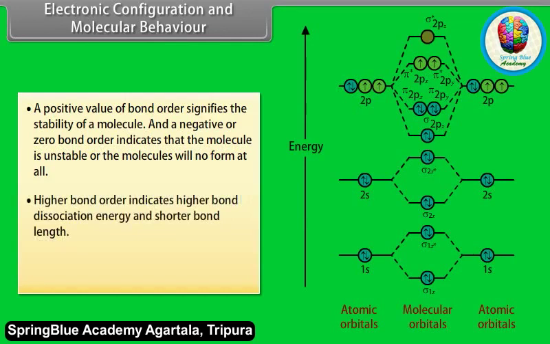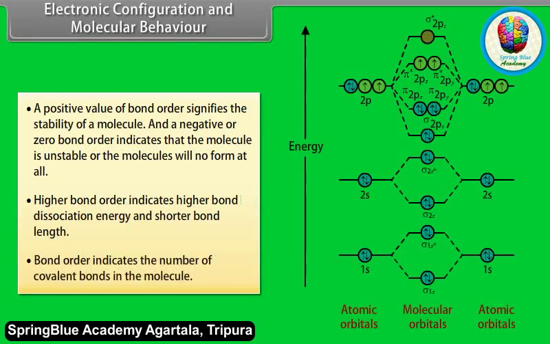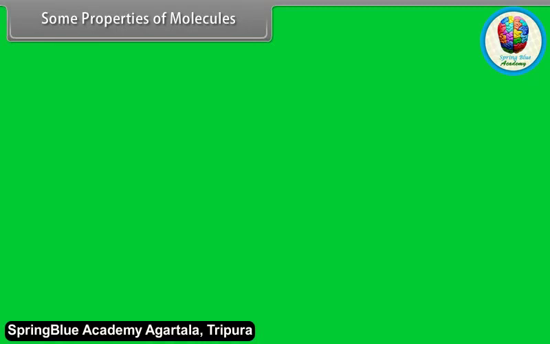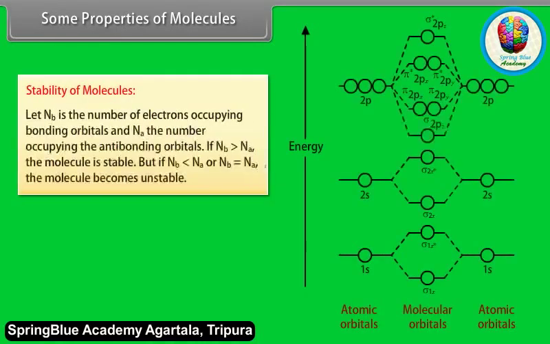Higher bond order indicates higher bond dissociation energy and shorter bond length. Bond order indicates the number of covalent bonds in the molecule. Some properties of molecule. Stability of molecule. If NB is the number of electrons occupying bonding orbitals and NA is the number occupying the antibonding orbitals, if NB is greater than NA, the molecule is stable. But if NB is less than NA or NB is equal to NA, the molecule becomes unstable.